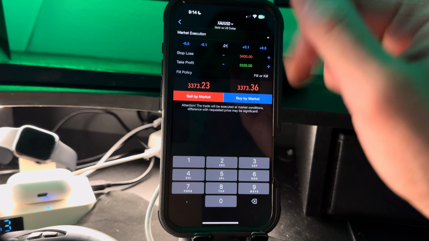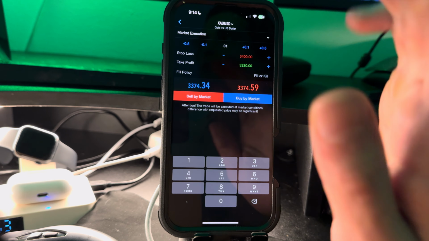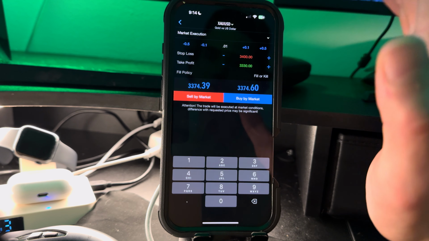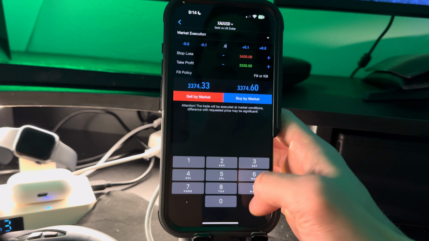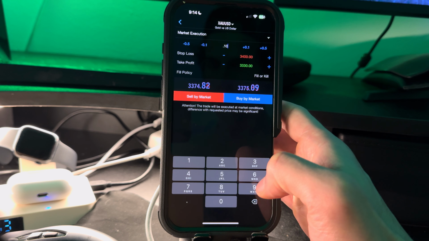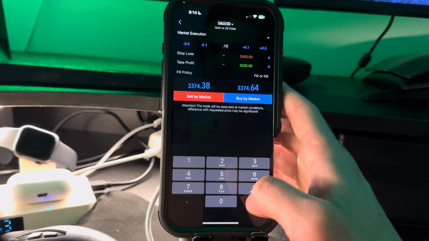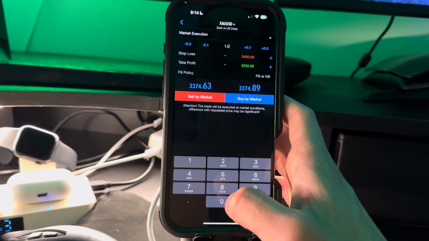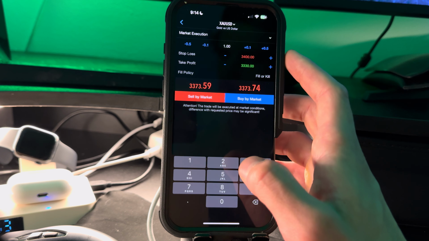0.01 is what you call a micro lot. If you're starting off with under a $500 account, use micro lots. Don't even do anything else. A 0.1 is what you call a mini lot, $1 per pip. And a 1.0 is a standard. This is big boy money, $10 per pip.